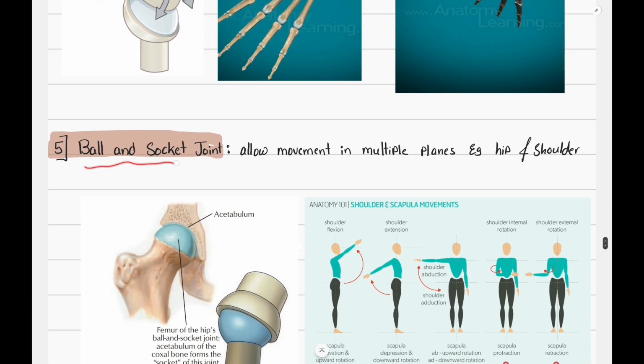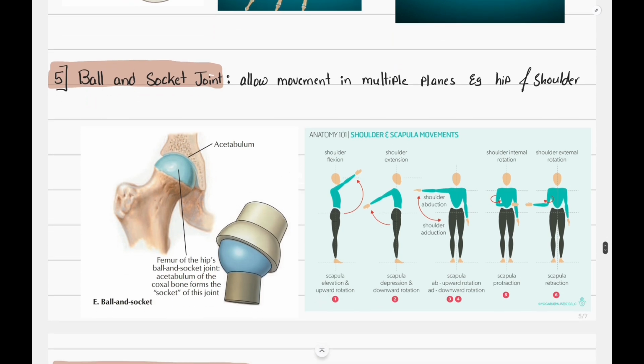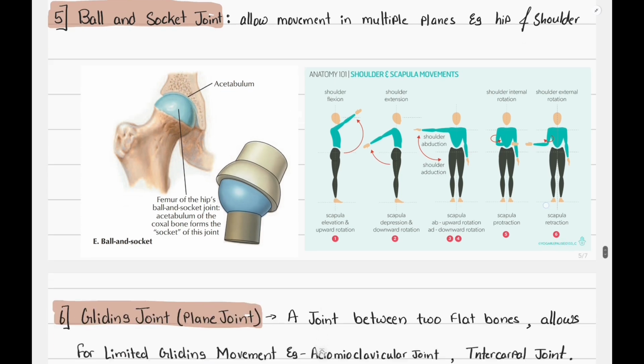Coming to the ball and socket type of joint, this joint allows movement in multiple planes. Example, the hip and shoulder joint. So as you all know, your hip and shoulder joint are freely movable. There's a vast majority of axes of movement you can achieve on the hip joint and shoulder joint as well.